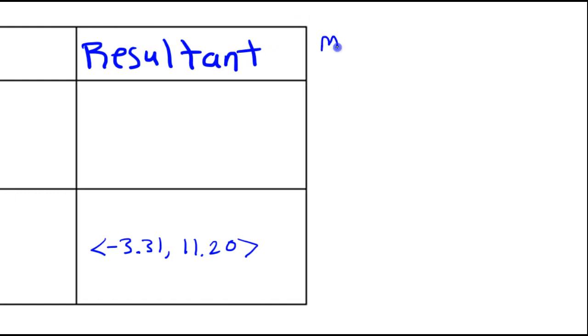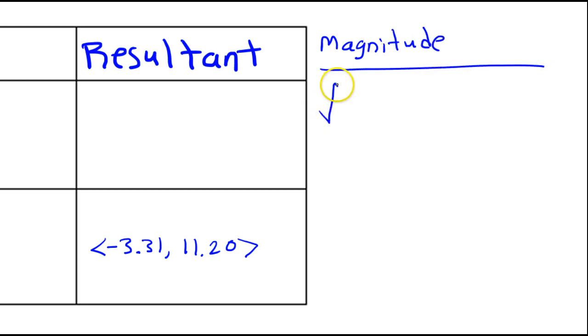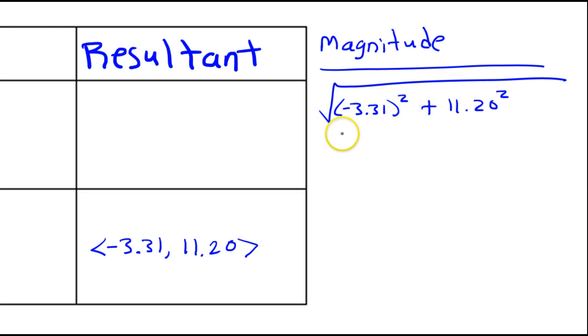So let's calculate that off to the side. Let's start with magnitude, which we can easily calculate using the magnitude formula. So we will do negative 3.31 squared plus 11.20 squared, and we'll just do the square root of all that in the calculator. So the magnitude is 11.68, which means that the overall distance traveled from the beginning of the trip to the end of the trip is 11.68 miles.